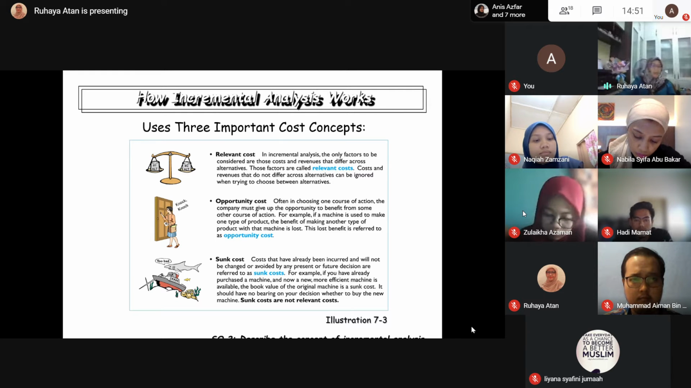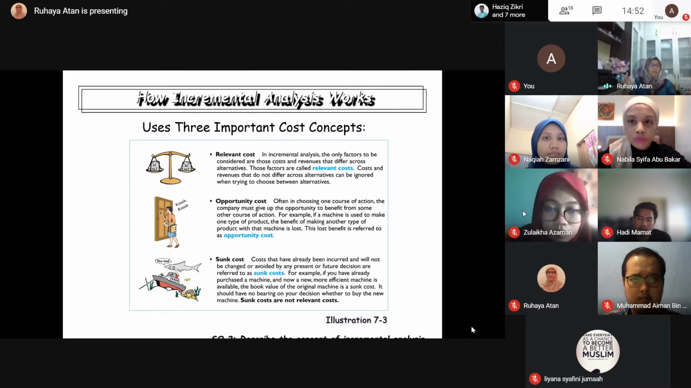Or I can also say to you, it is the economic value of the benefit you sacrifice under one alternative to make available the benefit under another alternative. Sometimes you cannot do two things. You have to decide one, isn't it? Okay. So if you decide to do this, you sacrifice the benefit of doing another one. So this benefit sacrificed, or the lost benefit, is referred to as opportunity cost.